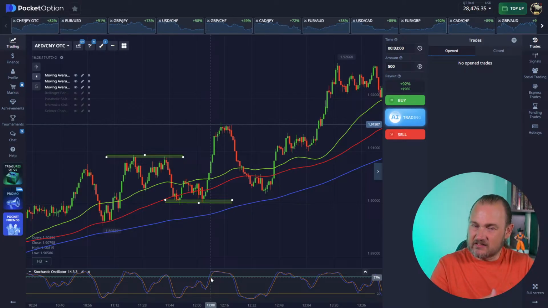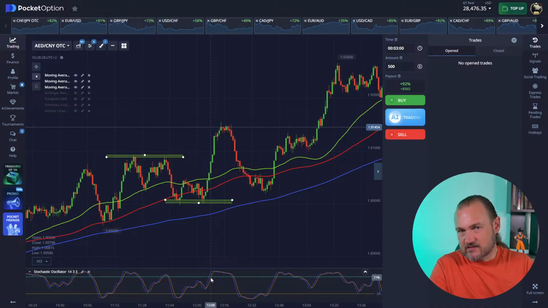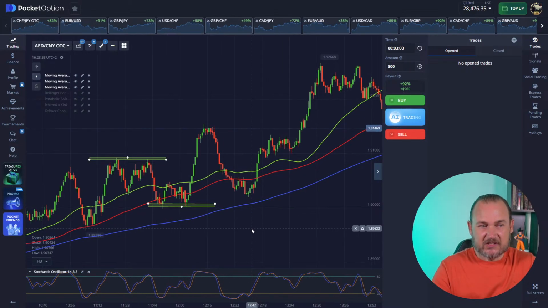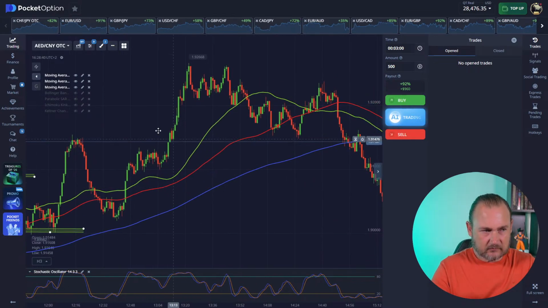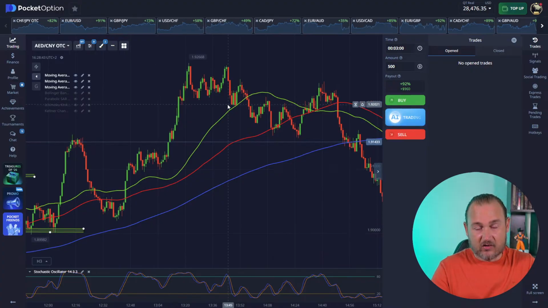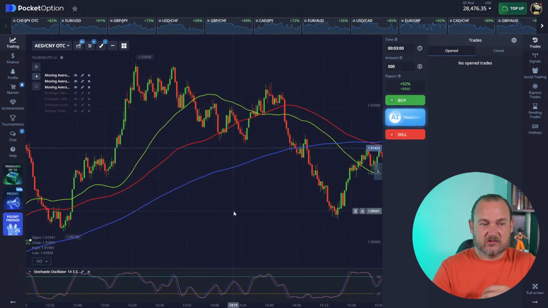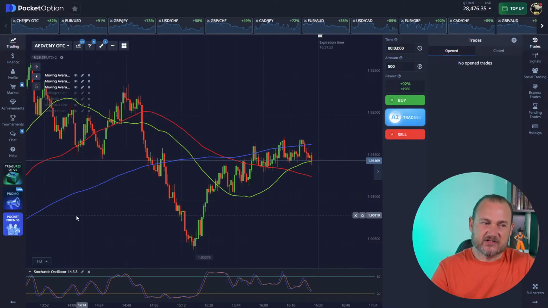When the stochastic is entering overbought areas, it's usually an indication that price is going to continue running upwards because we have a lot of bullish momentum. And when the stochastic is entering oversold, it's usually an indication that we are going to get more downwards movement because we have a lot of bearish momentum. And of course, this depends on what is currently happening. If we are in a strong upwards trend and there's a correction, and the stochastic comes down a lot, we're not going to expect to start selling into a major trend.